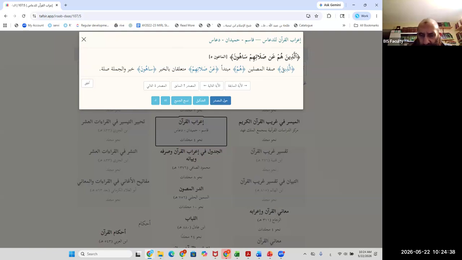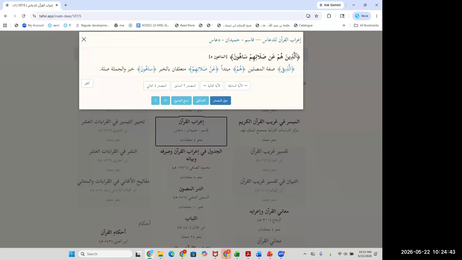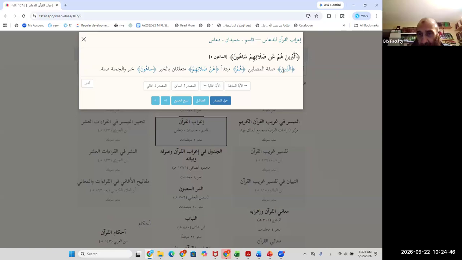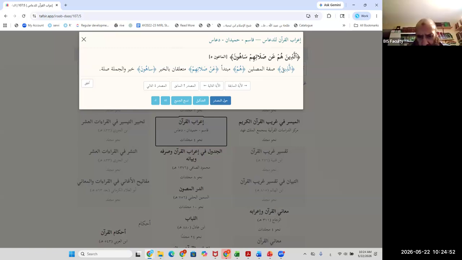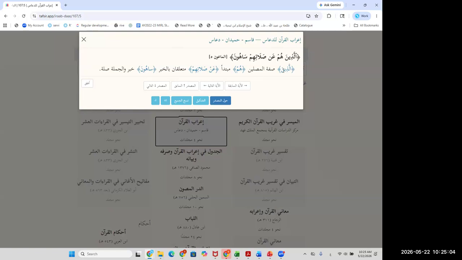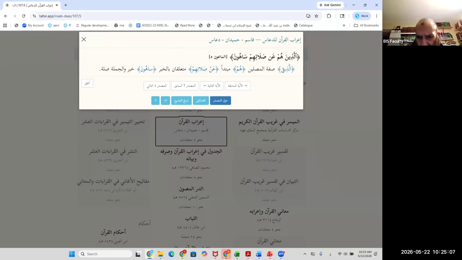So essentially what you are trying to say here is they are heedless. You are not trying to say they are from the prayers. The khabar is giving information about the mubtada, therefore the khabar in terms of meaning has to be sahun. Although grammatically, an salatihim, the jar plus majrur, can function as a khabar, in this case it's not the khabar because of the meaning.